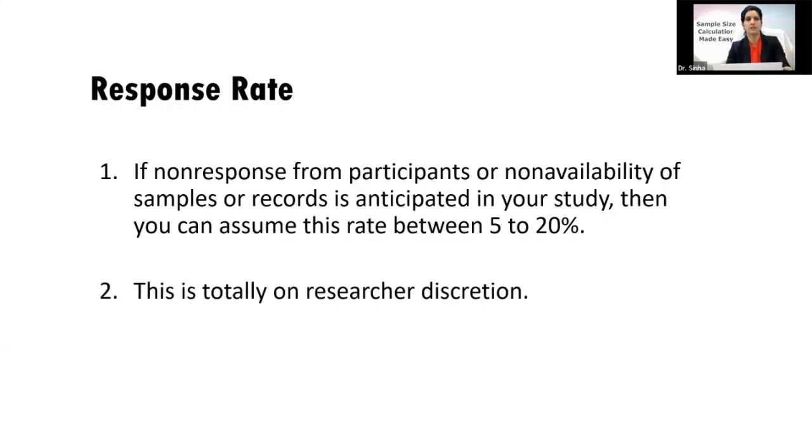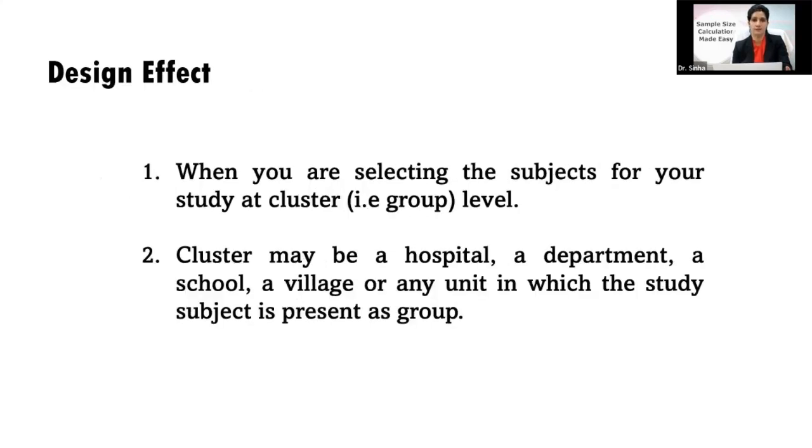Now, the second adjustment which we do is for the response rate. A response rate is basically something the researcher has to fix. It can vary from 5% to 20%. So if you expect that because of something the participants will deny or they will be unavailable, or the records which you anticipate are not complete or some missing records are there, then this 5 to 20% of non-response you can take in your study. So it is basically a researcher's discretion what response rate you want to take in your study.